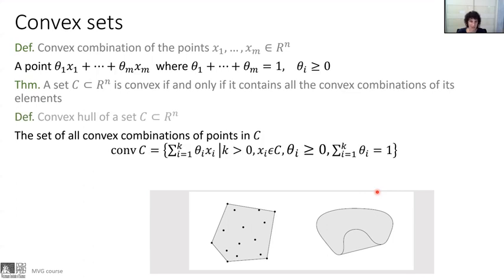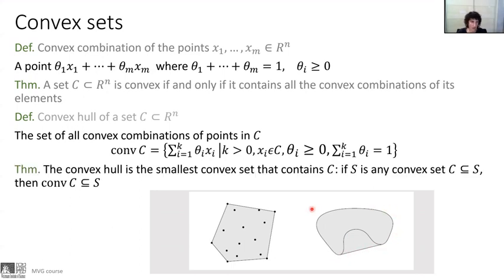A set is convex if and only if it contains all the convex combinations of its elements. And we also have the idea of the convex hull: the set of all convex combinations of points in C is called the convex hull. Here, for example, we have some points in R2, and this is the convex hull in R2. The convex hull is a convex set. For example, if this is a set, and this is the convex hull of the set, the convex hull is the smallest convex set that contains the original set C, in the sense that if S is any convex set which contains C, then the convex hull of C is contained in S. Okay, this is the smallest convex set which contains the original set.